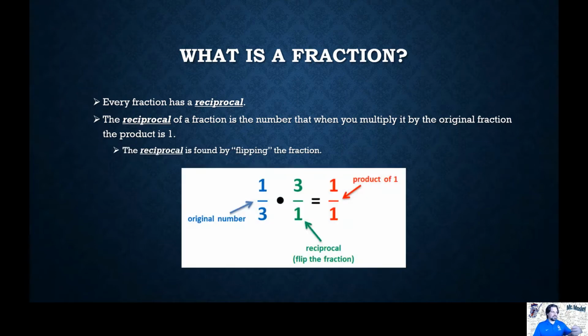In this example, the original fraction was 1 over 3. The reciprocal is that number flipped, 3 over 1. When we multiply those two fractions together, 1 over 3 times 3 over 1, we end up with a product of 1, or 1 over 1. That's because 1 times 3 is 3, 3 times 1 is 3, and 3 divided by 3 is 1.